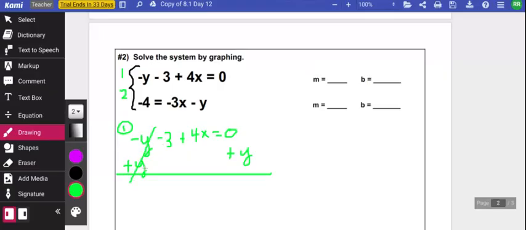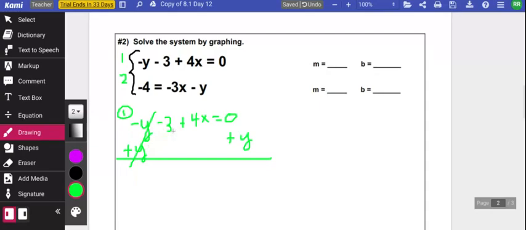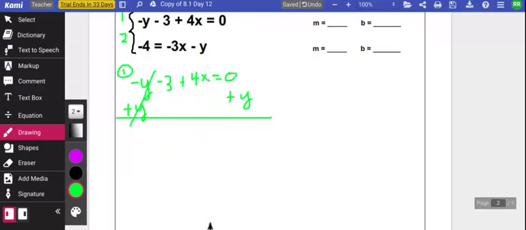Negative y plus y, those are gone. And so you're just left with negative 3 plus 4x. Let me go ahead and write the x term first so that it will be in slope-intercept form. So the x term will be written first. And then here's my constant. That is a minus 3 or a negative 3, I could say. Bring my equal sign straight down. And over here you have 0 plus y. That is just y. I could also write this as y first, right? y equals 4x minus 3.